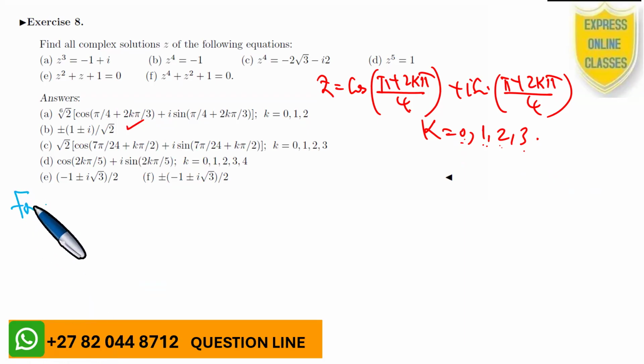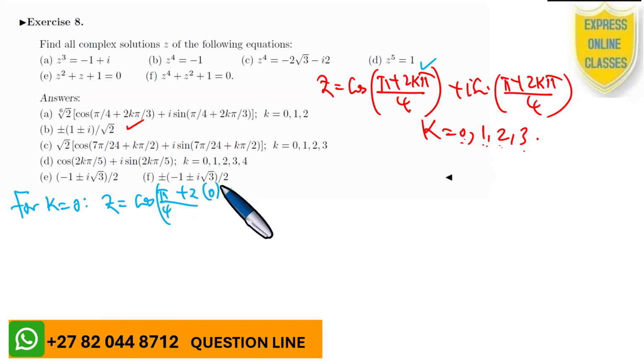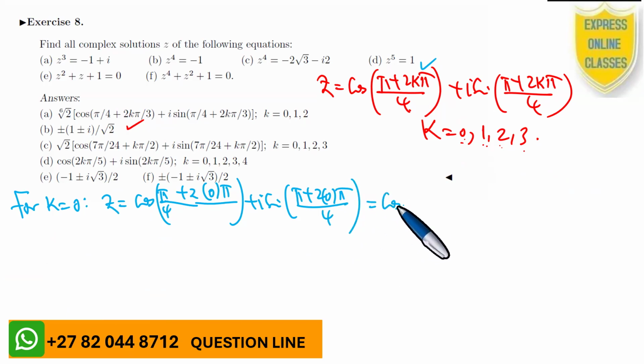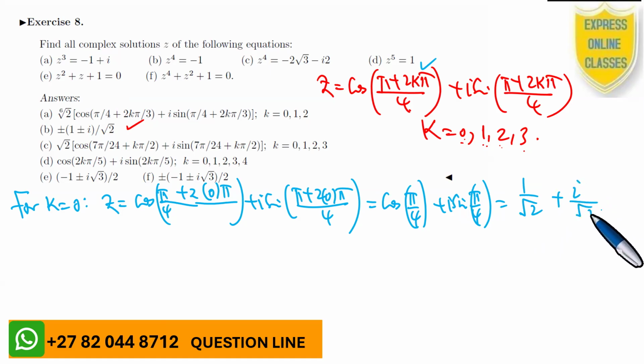Okay, so for k equals 0, we put 0 there, which means that it is cosine of pi over 4 plus 2 times 0 pi, which is pi over 4, plus i, the sine of pi over 4. That is 1 over square root of 2 plus i over the square root of 2, which is one of the roots. But because it's a power 4, then you need 4 roots.